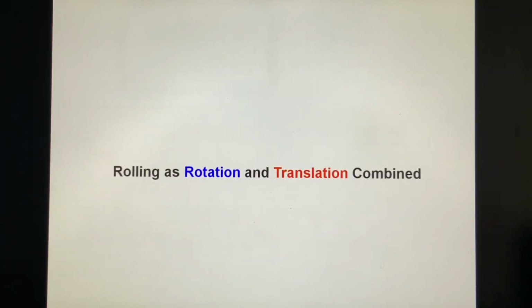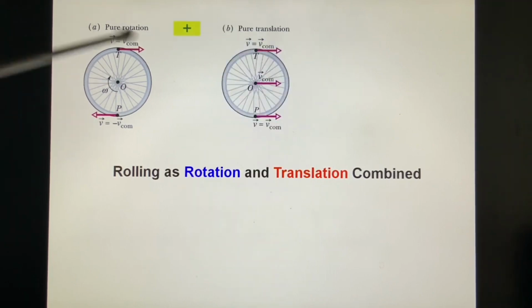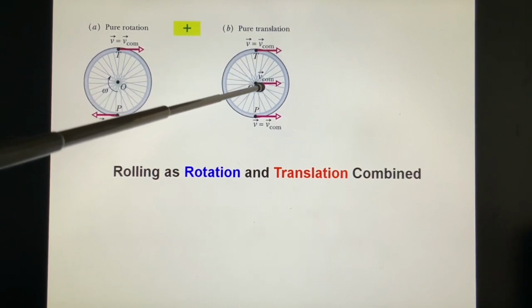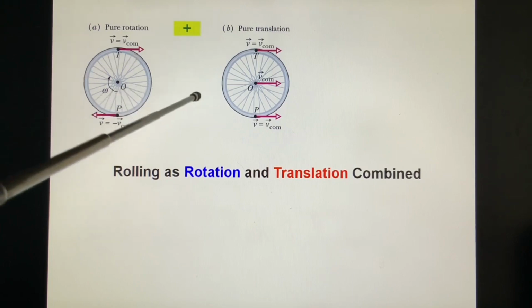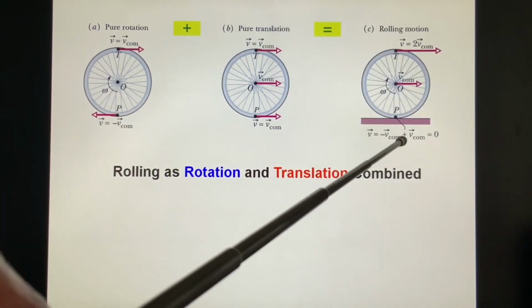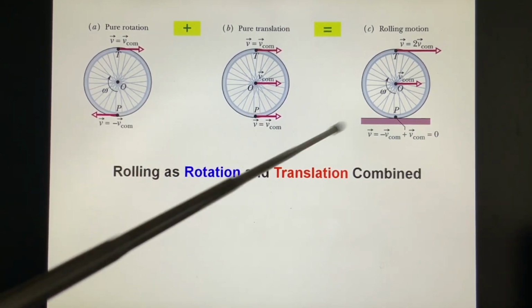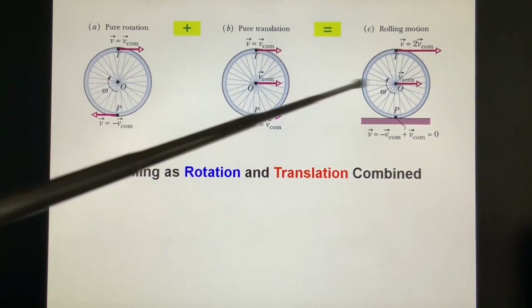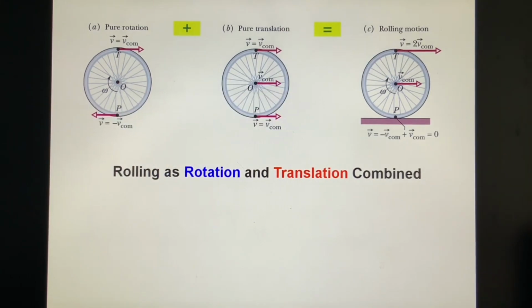Rolling as a rotation and translation combined. This is a pure rotation around the center of mass O, plus translation together with the center of mass. Everything has the same velocity as the center of mass. And these two put together, we get this one, this rolling. You see, these two velocities are equal and opposite, you put together, 0. This is 0, but this one is v. And those on the top both have v, so we get 2v. So this is rolling as rotation and translation combined.